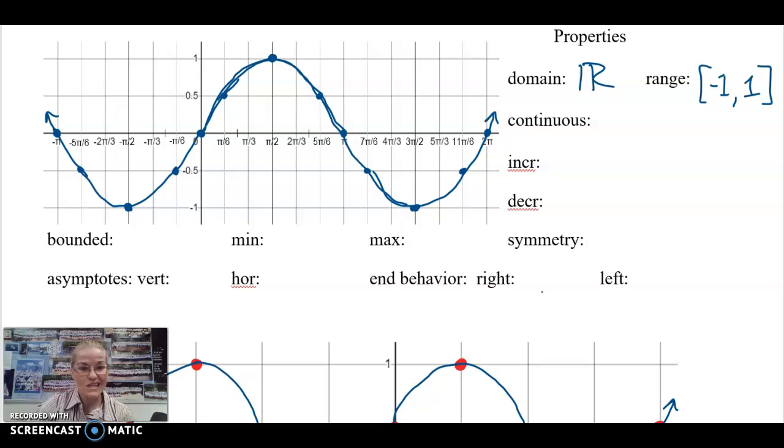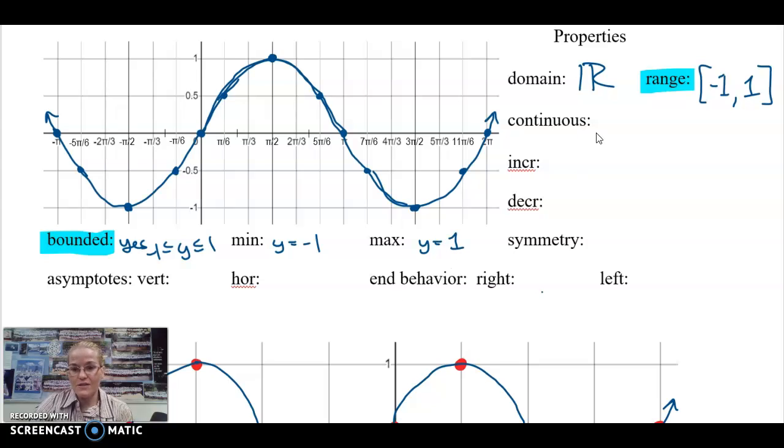Because I just said it's bounded, I'm going to go ahead and right away fill that in. Is it bounded? Yes, both above and below. Y is trapped between negative 1 and positive 1. And what's the minimum value then? The minimum value is y equals negative 1. What's the maximum value? The max y can be is positive 1. All right, let's go back. Is it continuous? Yes, everywhere. Continuous on all x values in the real numbers.